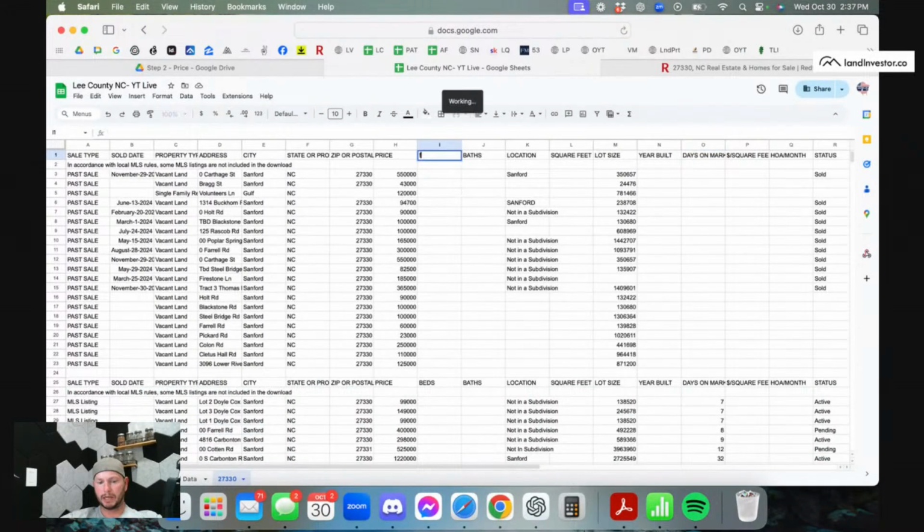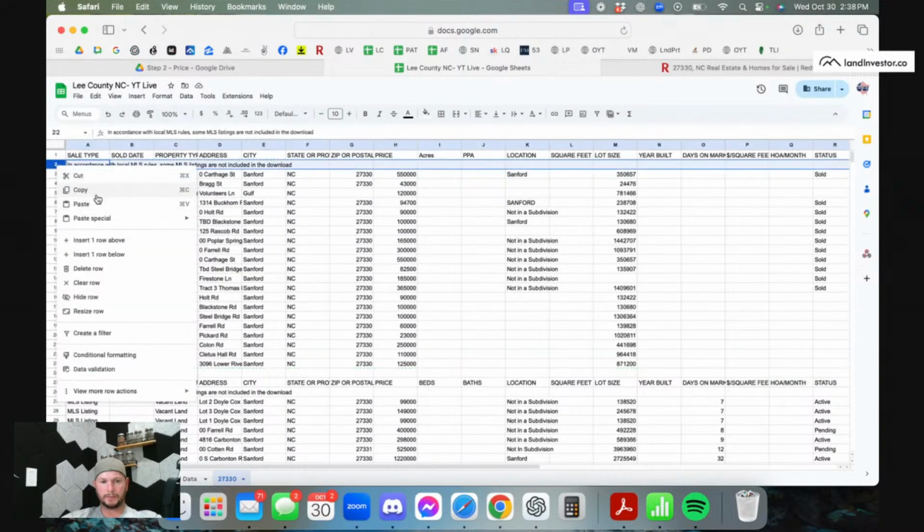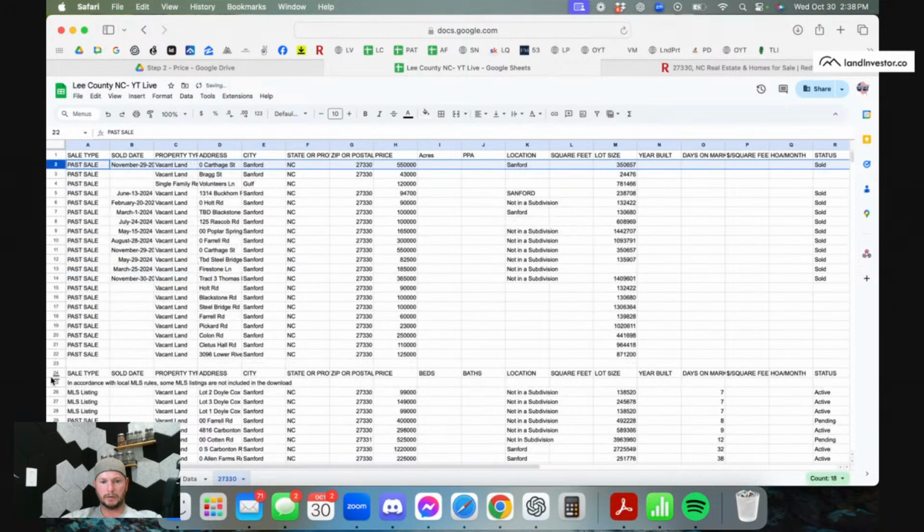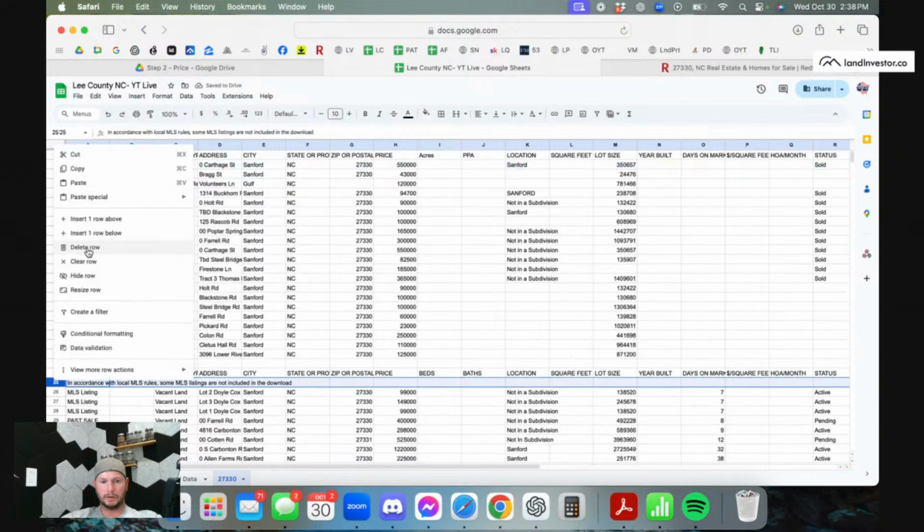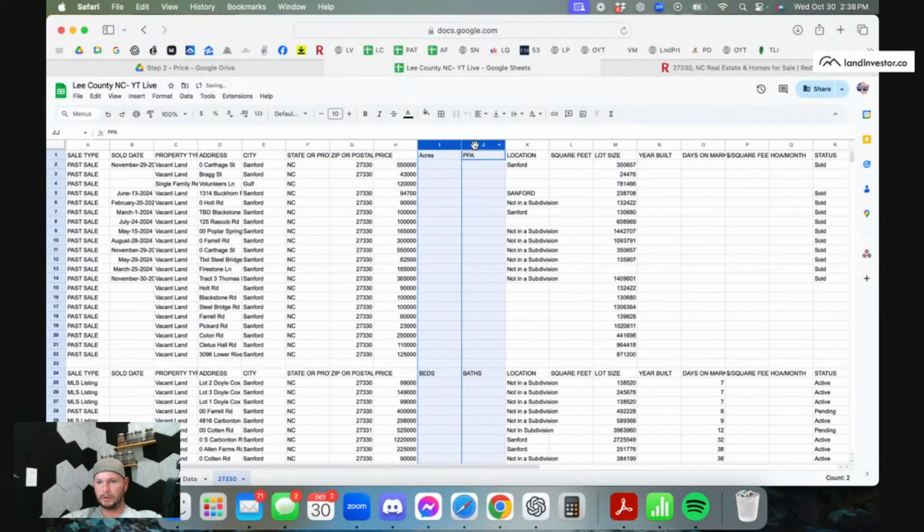We're going to change this to acres. And this is going to be price per acre. Okay. And what I'm going to do next, I'm going to delete this. Delete row. Delete row. Okay. Just going to delete that stuff.